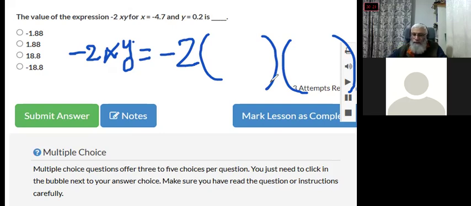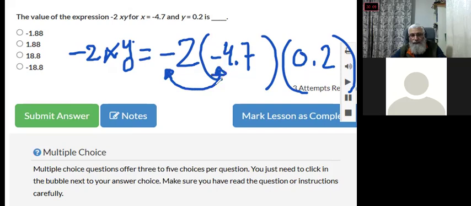Negative 2 multiplied by x is negative 4.7 already. Multiply by 0.2. Negative times negative is what? Negative times negative is positive. So this is not correct.